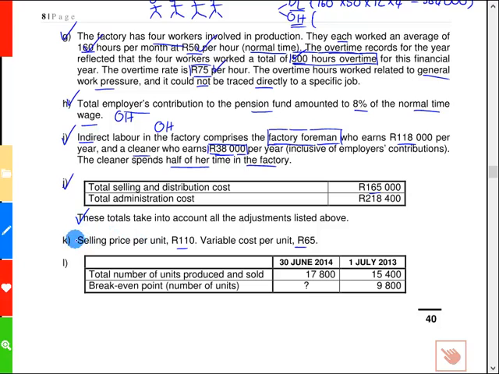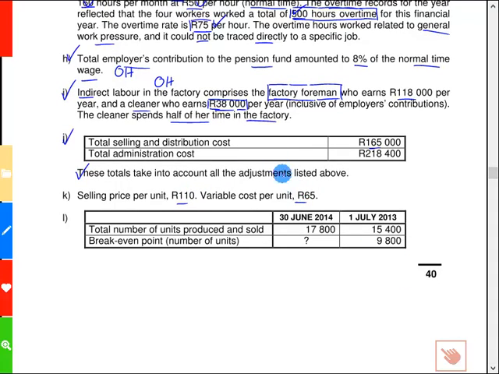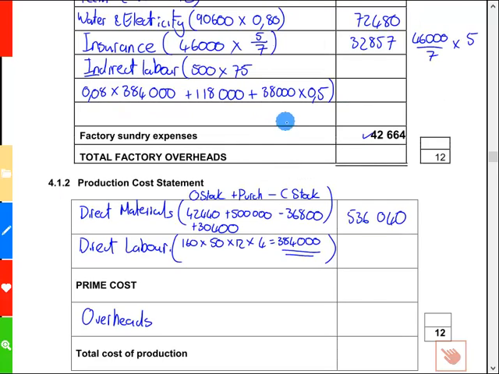The last 2 points here is selling price per unit. It's got nothing to do with our production cost or the cost of making our product. Variable cost per unit, also not. That is information that we need for break-even analysis. And the same with point L. We will see that when we get to the next question. So we've actually dealt with all the information that is relevant to the factory overhead note and the production cost statement. So we can now just go and total these and get our final answer.